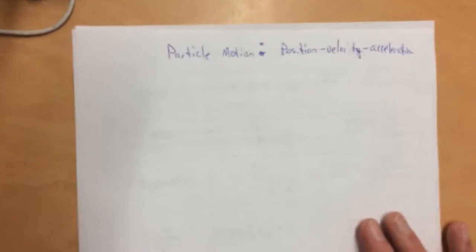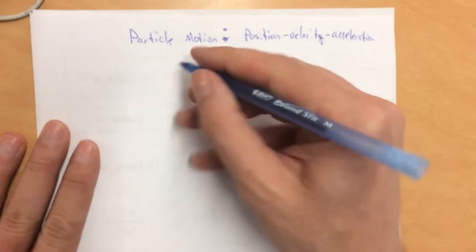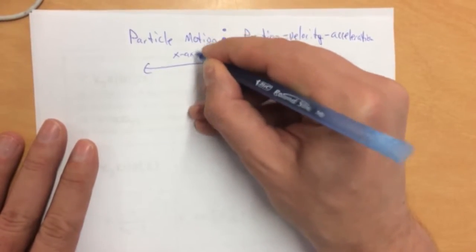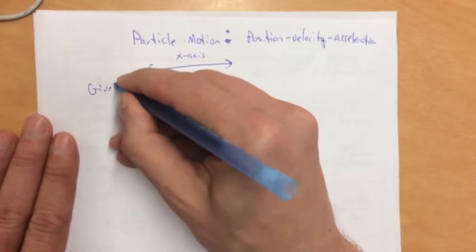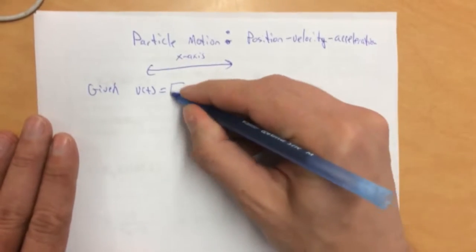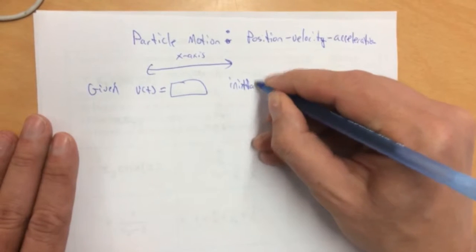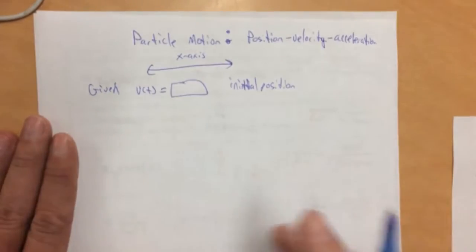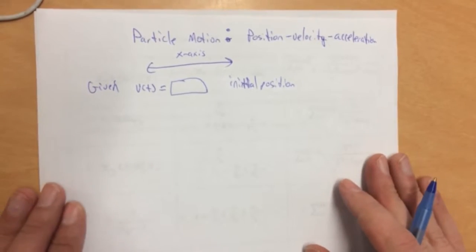All right, today we're going to be looking at particle motion, which is position, velocity, and acceleration. And it's always talking about a particle moving along the x-axis. So it's either moving left or right. What you're given is always the velocity function. There's a velocity function and an initial position, some sort of initial condition. It doesn't have to be at time equals 0, but they'll give you a position. And then the questions are pretty consistent.